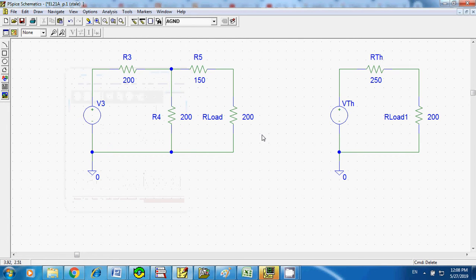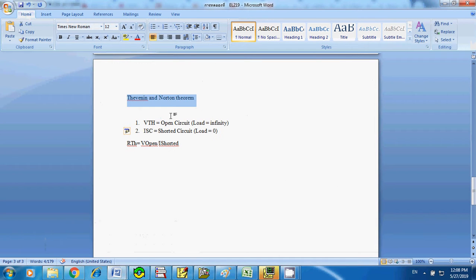Hi everybody, back to the introduction to LTspice tutorial again. This one, what I'm going to talk about is the Thevenin and Norton theorem.